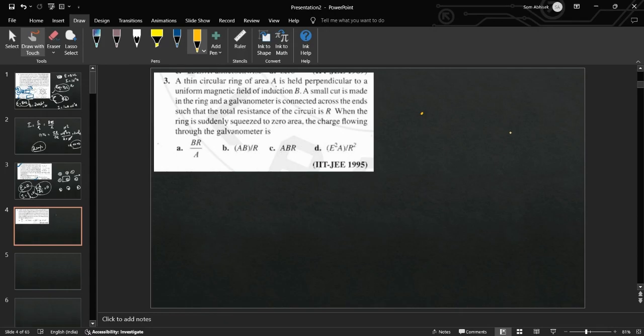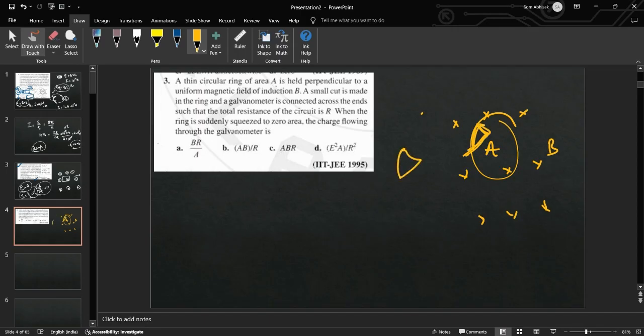A thin circular ring of area A is held perpendicular to a uniform magnetic field B. Suppose a small cut is made in the ring, this is the cut part. A galvanometer is connected across its ends, something like this, such that the total resistance of the circuit is R. Total resistance of the circuit is now R.